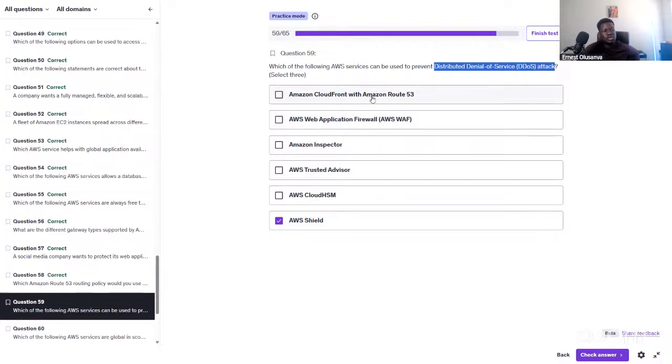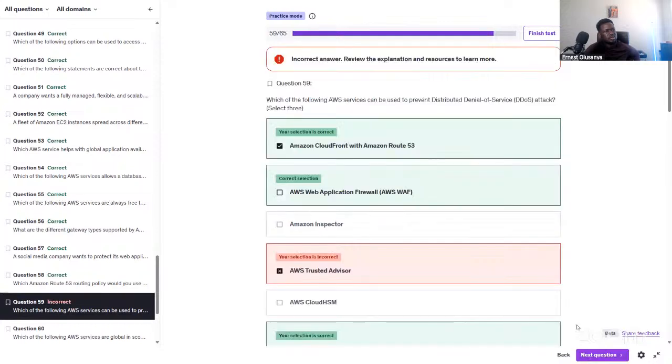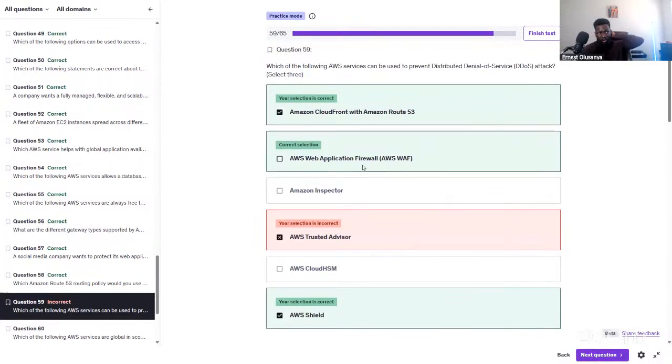But CloudFront works with Shield. So I'm going to put a shield over my CloudFront distribution, working with Route 53 to protect from denial of service. So I have two options that I'm okay with, but I'm going to just choose Trusted Advisor because I think it should give me intel about how to configure my environment to prevent DDoS from even taking place in the first place. So let's see if this is correct. Yeah. So, okay. I think WAF is selected instead of Trusted Advisor.